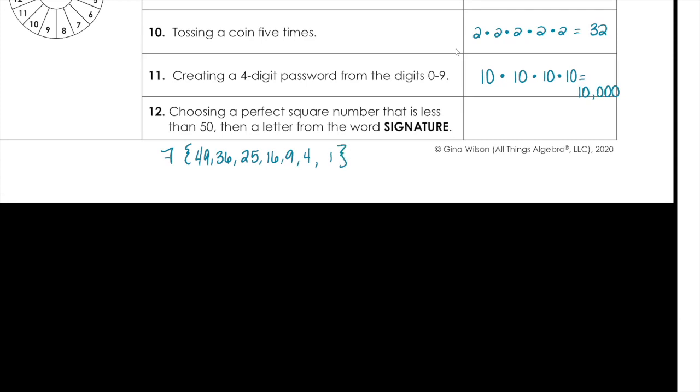Gotta love when they throw some actual math at y'all, huh? So 7 possible perfect squares less than 50. Then the number of letters in the word signature is 9. So we got 63 outcomes.